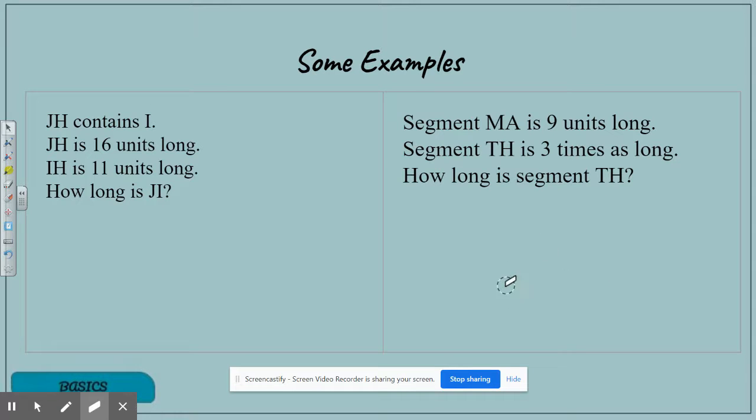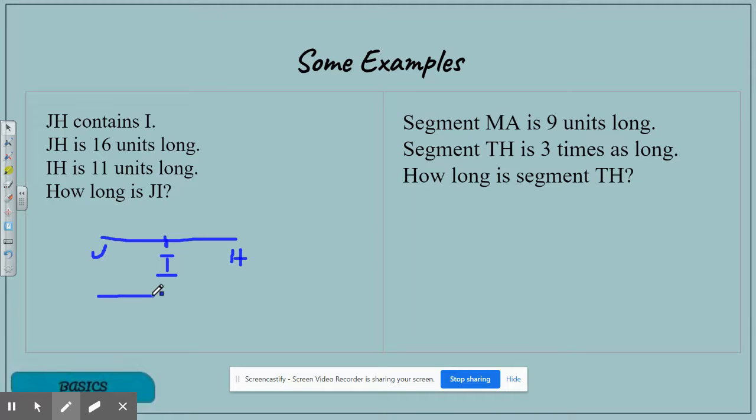For this one, JH contains point I. So if you think about what that would look like, you have segment JH, and J and H would be the endpoints. Because it says segment JH contains point I, somewhere on JH is point I. So it looks something like this.